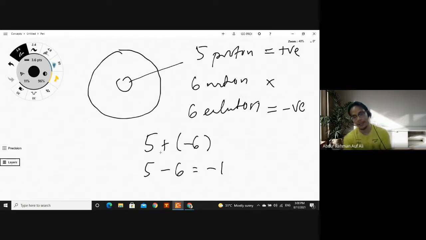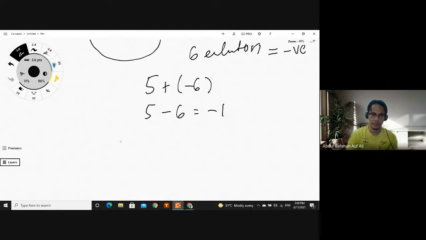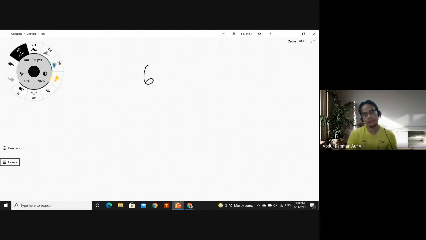Because when we add up the protons and electrons, we get a negatively charged number, a negative number. And if an atom is positively charged, it's because here the number of protons is 6. If we compare with the leftmost one, the number of neutrons is the same, but the number of electrons is 5, less by 1. So this can be demonstrated if we have 6 protons, 6 neutrons, and 5 electrons.